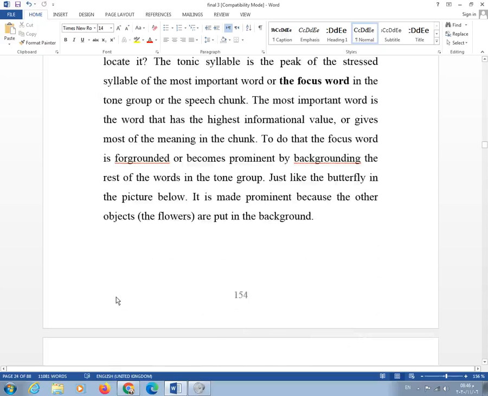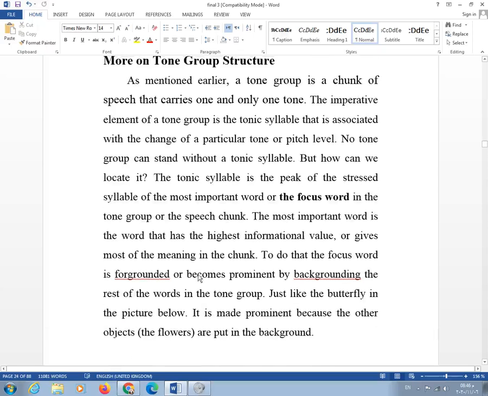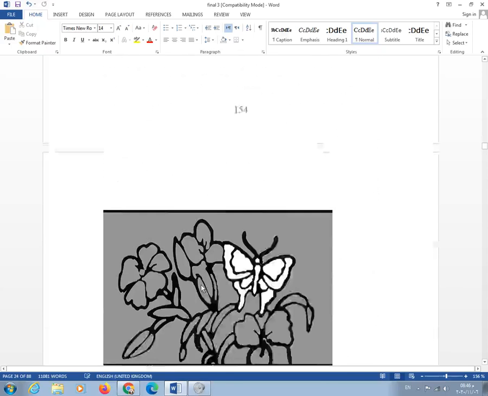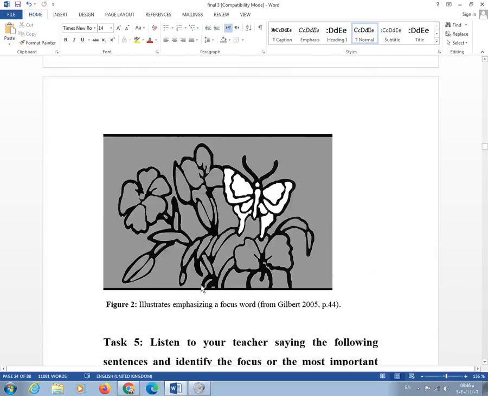Here it says more on the focus word. This focus word is something I want to do with you. Please let me see where we are in your book to follow me easily. We are on page 23. Are you following?